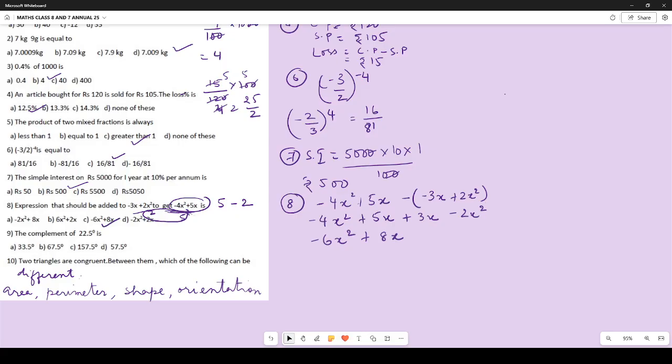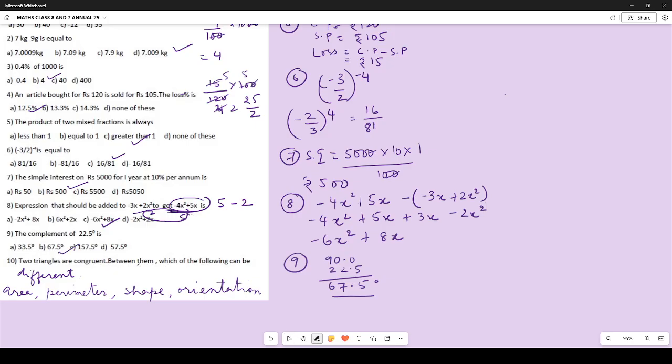The complement of 22.5 degrees is, you know what complement means, 90. You subtract 22.5 from 90, and what is it that you get? 67.5 degrees. So the correct answer will be this.